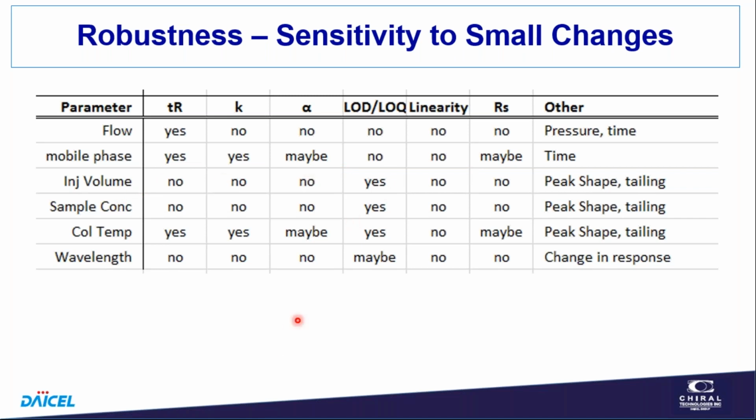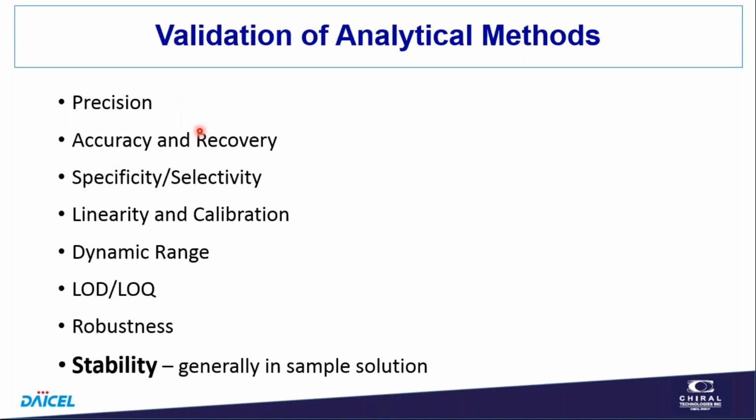We can just go through this, but the idea is you make small changes, a few percent of the specified conditions, and see, does that affect your separation in a way that causes a problem? If the answer is yes, then you want to be sure that you set a very tight specification on that, or you have a way to account for it. That is, if it has this kind of a problem, you can compensate for it by increasing the mobile phase strength or something like that. And I'm sure you've gone through those kinds of things in your achiral validation.